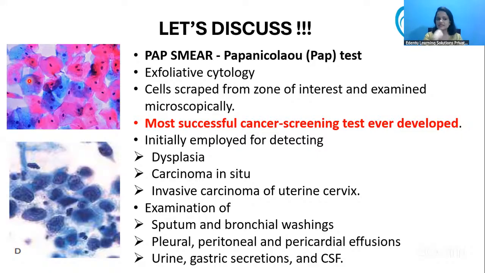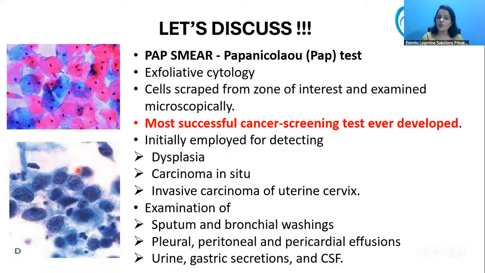The cells will be scraped from the zone of interest, and then you smear it on a slide, stain it, and examine it under the microscope. The normal cells will appear something like this, whereas the dysplastic cells will appear something like this. You can very well appreciate the increased nuclear cytoplasmic ratio in these cells. So this shows the cells are dysplastic in nature.